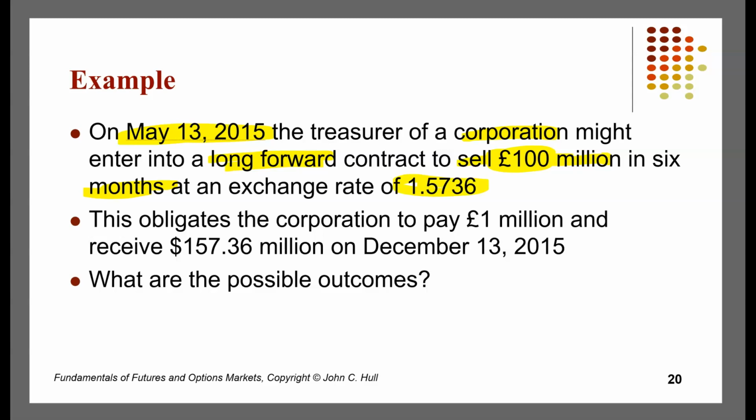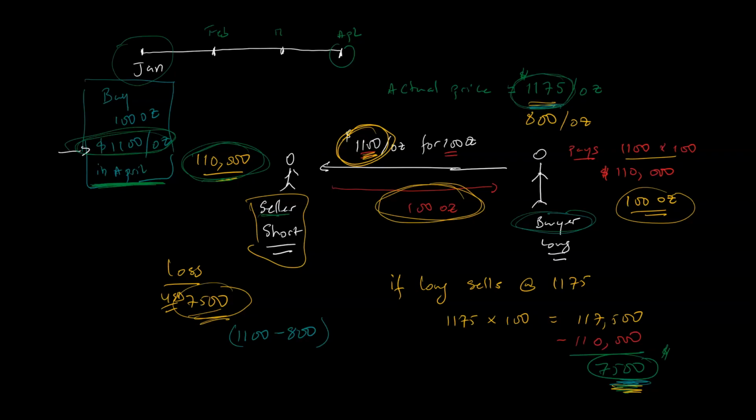What does that mean for us? Well, it means that this corporate treasurer wants 1.5736 US dollars for every British pound that he has, and he has 100 million British pounds. And so if he gets into this transaction, he's going to give away the 100 million British pounds and receive 1.5736 US dollars for each British pound he has, which means that he is expected to receive 157.36 million US dollars and give away the 100 million British pounds. And so that transaction is going to occur sometime in December. Now, what are the possible outcomes of this transaction? Let's look at it on our board here.